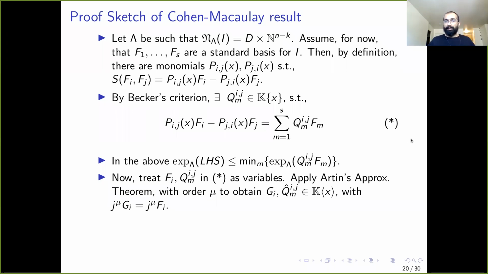So now the trick is to treat these symbols Fi and Q_{m,ij} in this set of equations as variables. If we do that, then by construction, we already have convergent power series solutions that we can substitute for the Fi and the Q_{m,ij} that solve this system of equations. And hence, we can apply Artin's approximation theorem with order mu to obtain approximations gi to the Fi and q̂_{m,ij} to the q_{m,ij} that are algebraic power series, and such that the gi and the Fi have the same terms up to order mu.